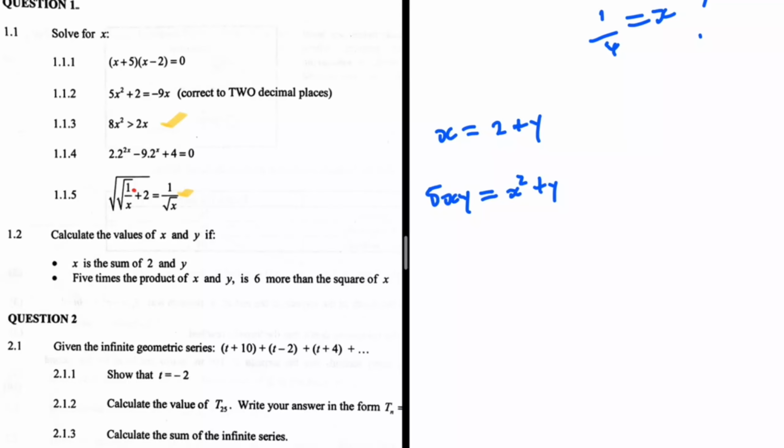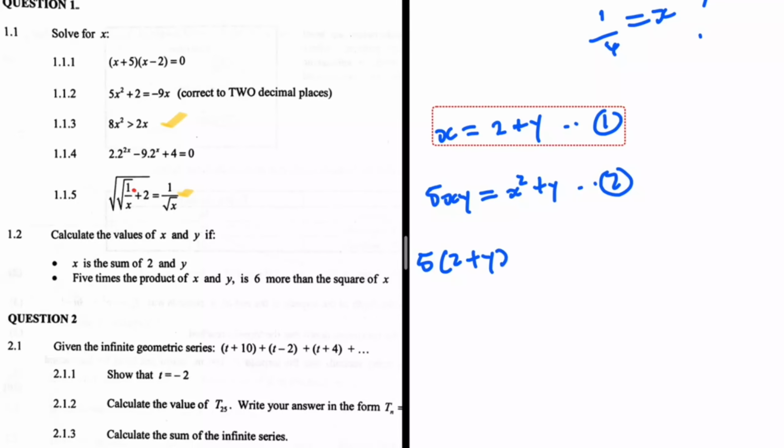So now if you look at this, we have a very normal simultaneous equation type of problem. Right, so we have x being equal to 2 plus y. So this is our equation 1, this is our equation 2. So what do we want to do? We want to substitute equation 1 into equation 2. So we're going to have 5 multiplied by 2 plus y multiplied by y, right? In place of x, we are substituting 2 plus y. And then this is equal to x squared. In place of x, we are substituting 2 plus y. So that is 2 plus y squared plus 6.